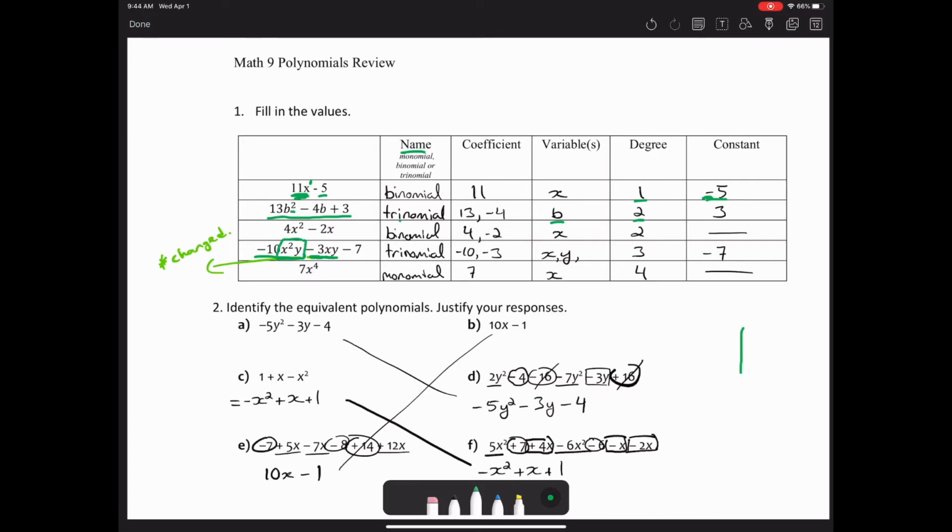So if I have x squared y, when I'm looking at the degree, I have to add the exponents. So this one is 2, and the y has a 1 that I can't see. So 2 plus 1, so my degree is 3 for that one. Okay, some won't have a constant. So these two don't have a constant, so just make note of that as well.